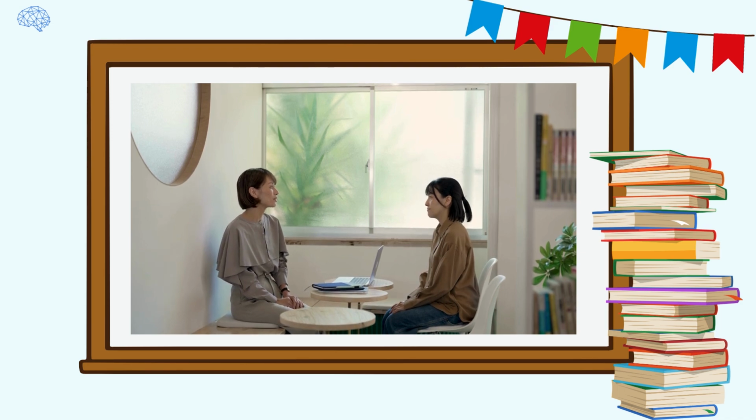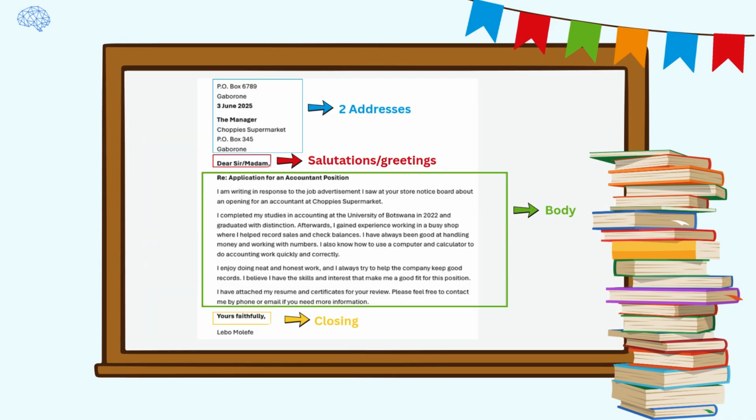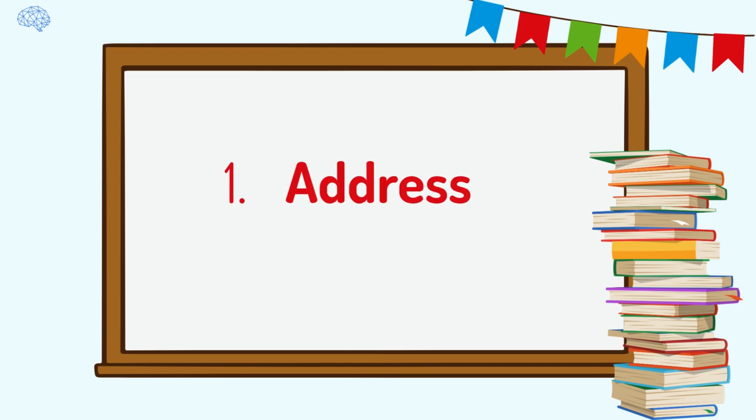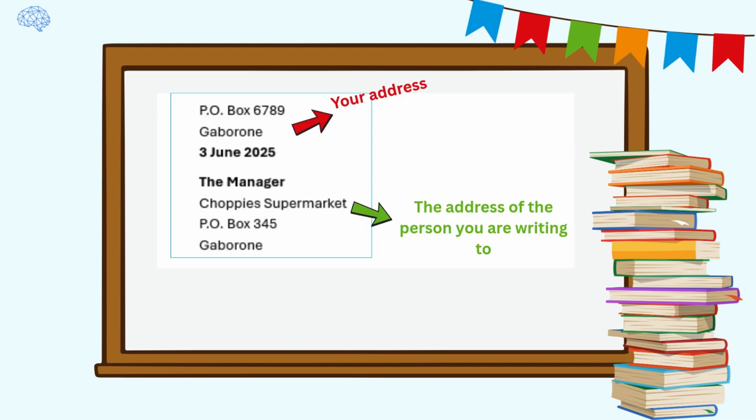Now, a formal letter has a few distinct features. The first one is the address. A formal letter has two addresses. You need to know that the first one is your address, then the second one is the address of the person you are writing to.